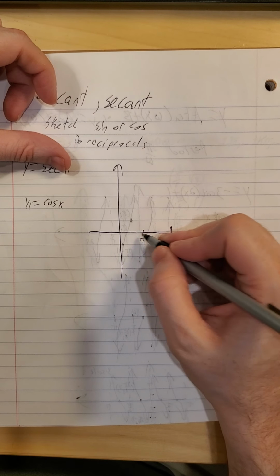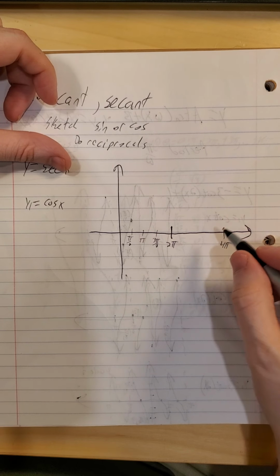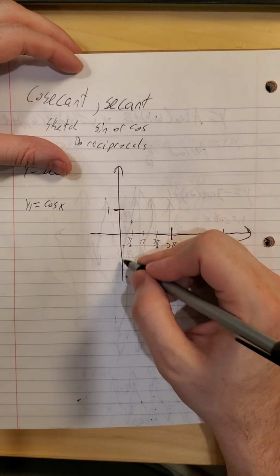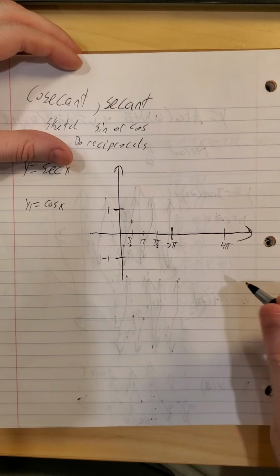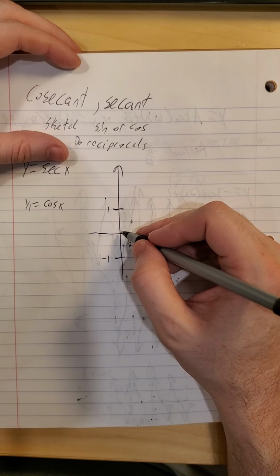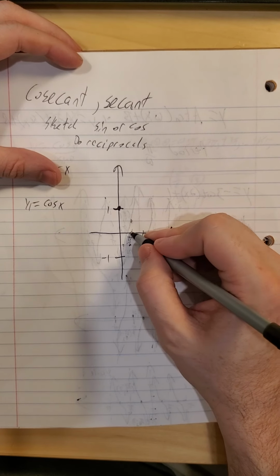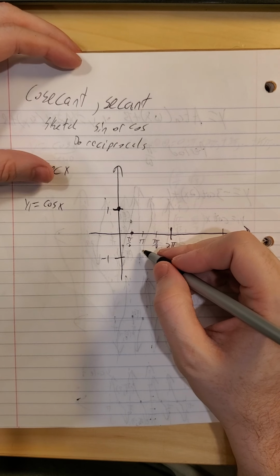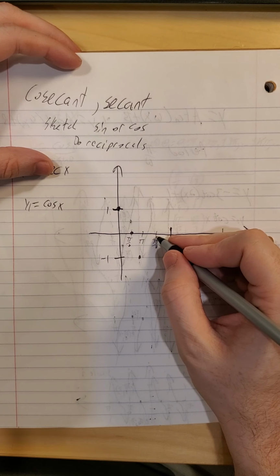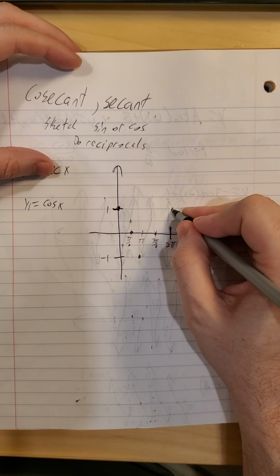Alright, so here's our pi, here's our pi over 2, 3 pi over 2, and that'll give us enough to sketch a good graph. And we'll stretch them out a little bit. Okay, so cosine of 0 is 1. Cosine of 90 degrees is 0. Cosine of 180 degrees, negative 1. Cosine of 270 degrees, we're back at 0. And cosine of 2 pi, we're back at 1.